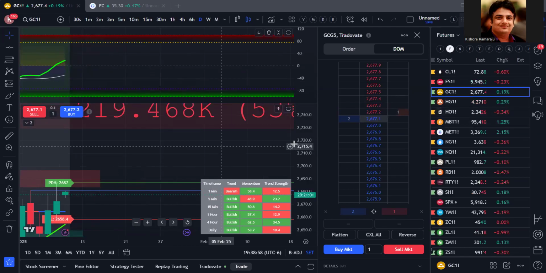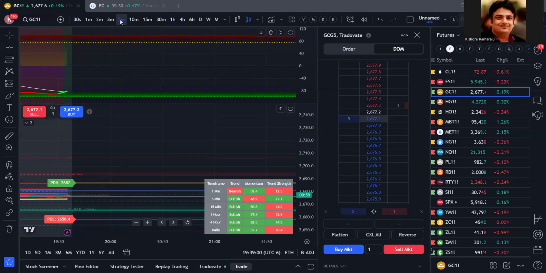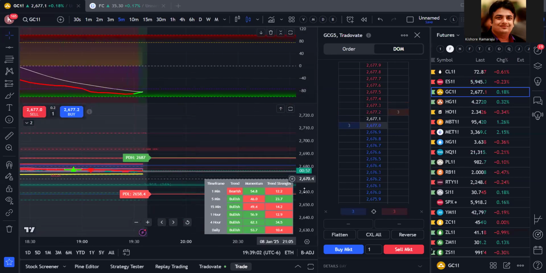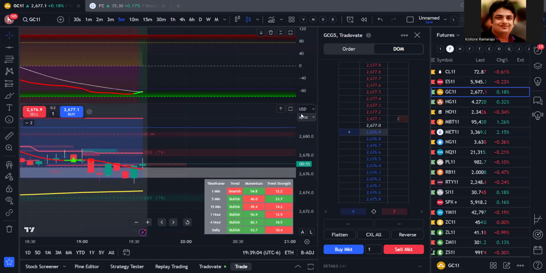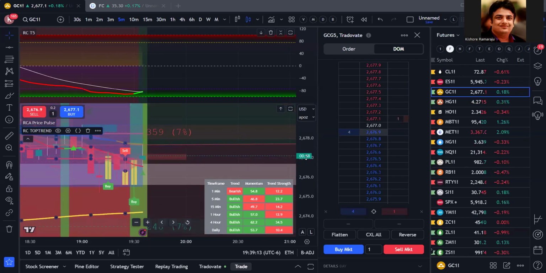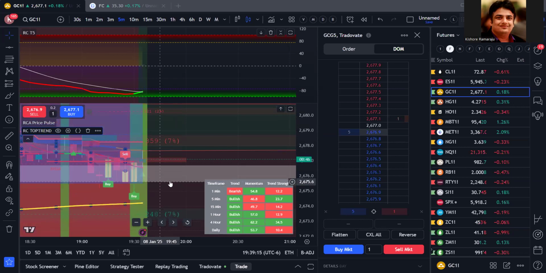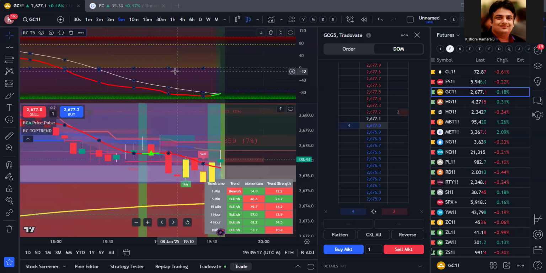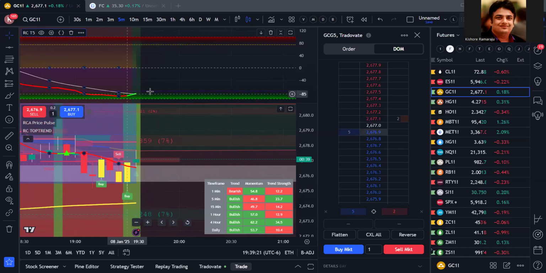So now whenever you get a buy signal in 5 minutes, you take the buy opportunities. If your top trend gives a buy signal, for example, now it is giving a buy signal. So if I get a small pullback, in 5 minutes it came all the way to the bottom and started going up.